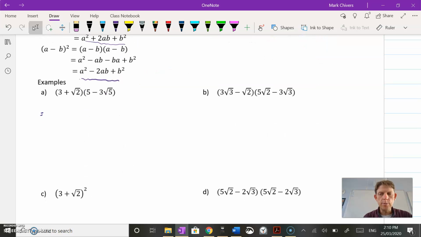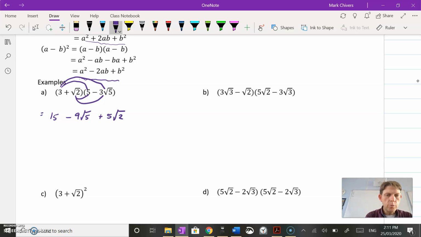So the process is the same doing surds as it is doing algebra. We use our claw, and the claw says first I'm going to multiply 3 by 5, well that's 15. And next I'm going to multiply 3 by negative 3 root 5, so that's going to be negative 9 root 5. And then I'm going to multiply root 2 by 5, so that's going to be 5 root 2, we'll put the surd part last. And then root 2 times negative 3 root 5 is going to give me negative 3 root 10.